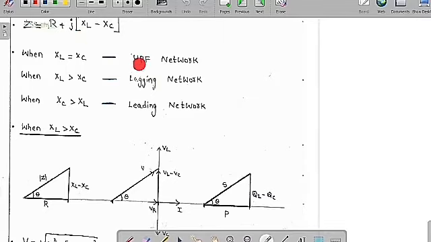So we simply say it is a unity power factor network. When XL is greater than XC, we say it is a positive value. So it looks like an inductive circuit. Therefore, current is going to lag the supply voltage. So we say it is a lagging network.